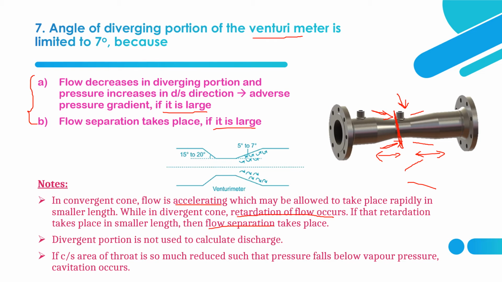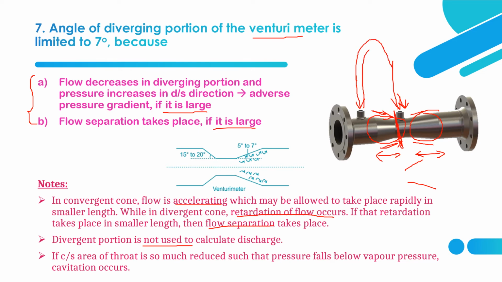So what is another criterion? The length of the divergent portion shall be greater when compared to the convergent portion. The divergent portion is not at all used to calculate discharge. So that's why you can see here, this is the manometer fitting part actually.